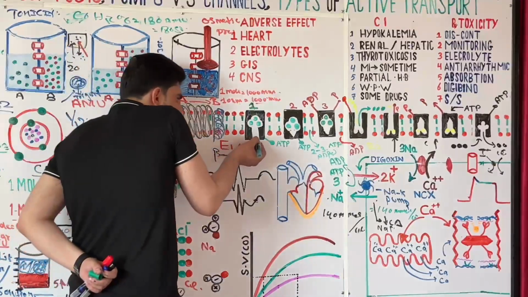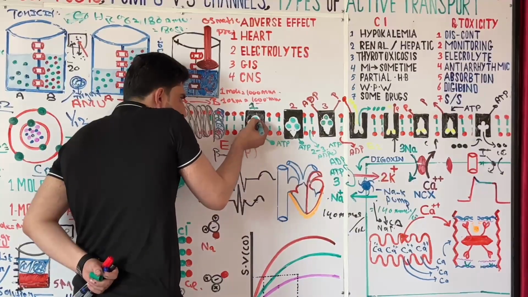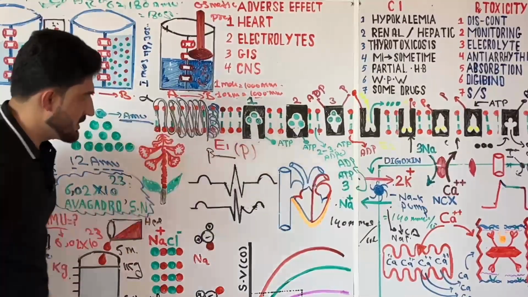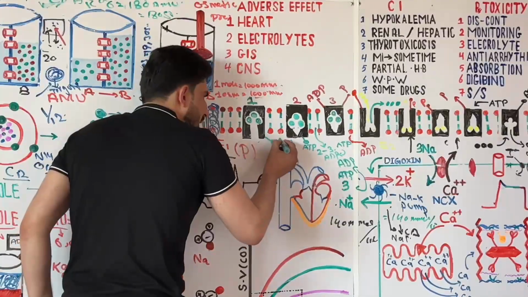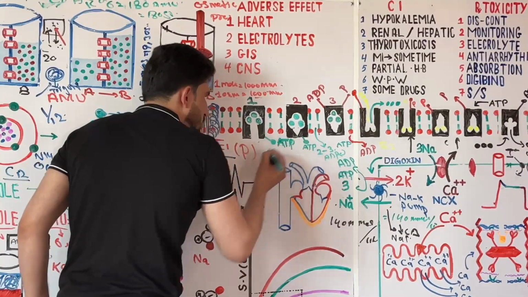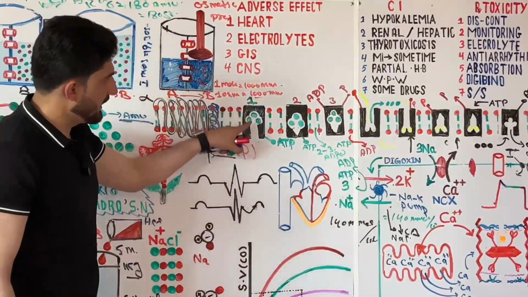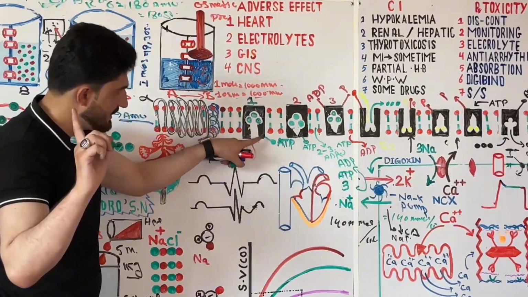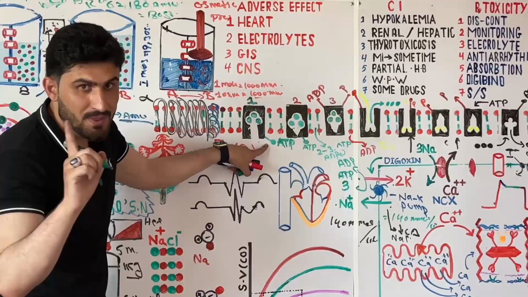And in the first stage, when it binds to sodium, it also contains ATP. Even in step 1, its affinity is more for sodium, plus it contains ATP.